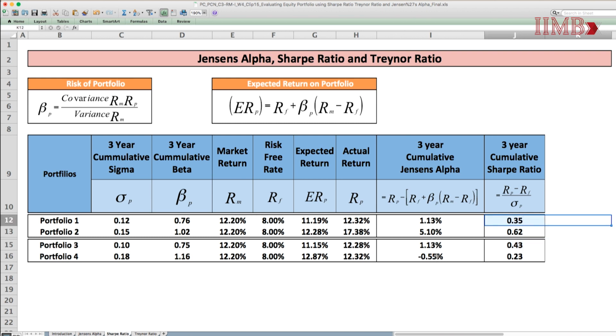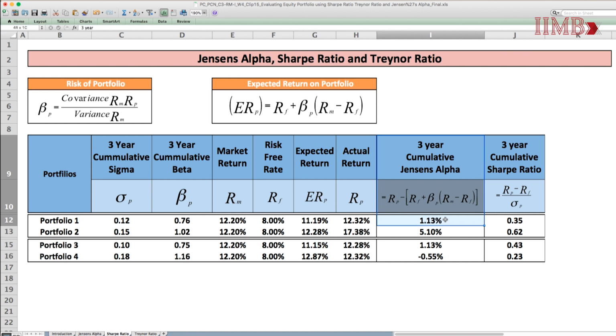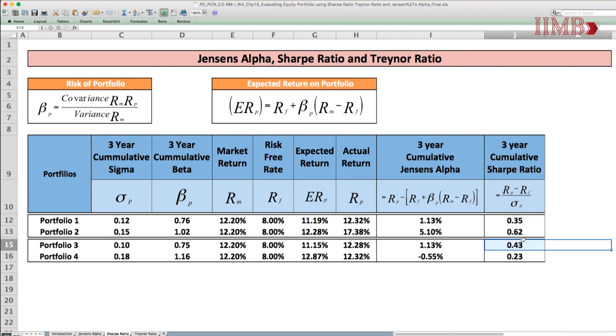So whereas based on Jensen's alpha, we were in a dilemma whether to choose portfolio 1 or portfolio 3, Sharpe ratio has helped you confirm that you're better off going with portfolio 3 than portfolio 1 because it has a higher Sharpe ratio. So that's how you use Sharpe ratio to decide which portfolio to invest in.